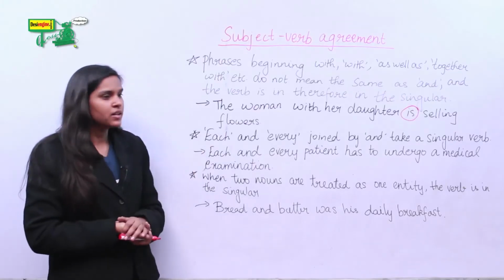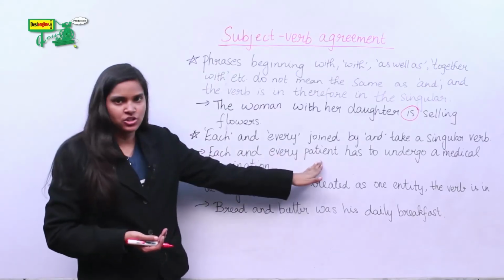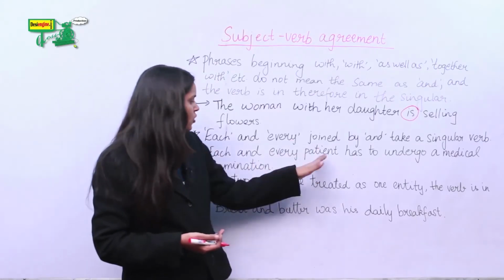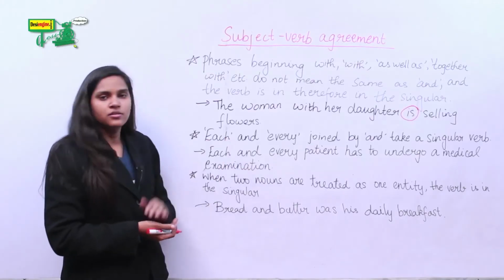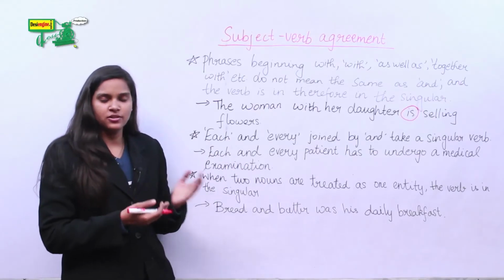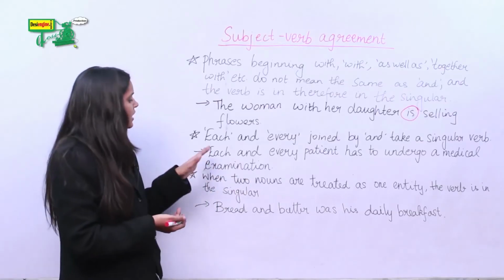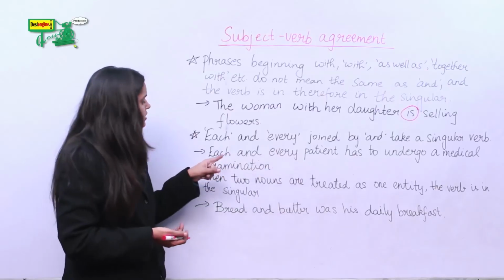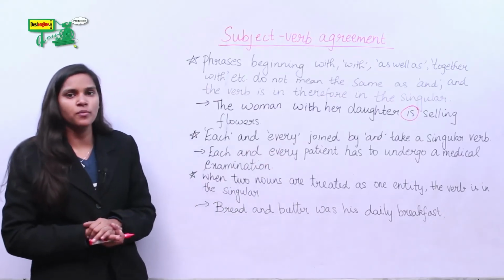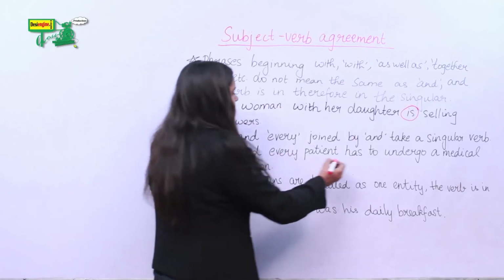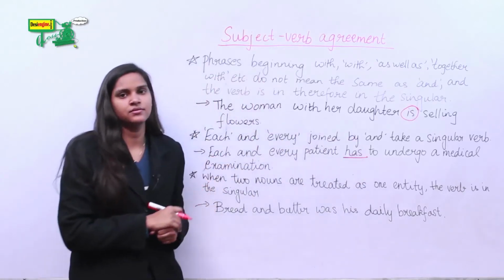Next rule is each and every joined by and take a singular verb. For example, each and every patient has to undergo a medical examination. According to the rule that we read just now, each and every patient. Since each and every is used, the verb has to be in the singular form. Therefore, the usage of the verb has.